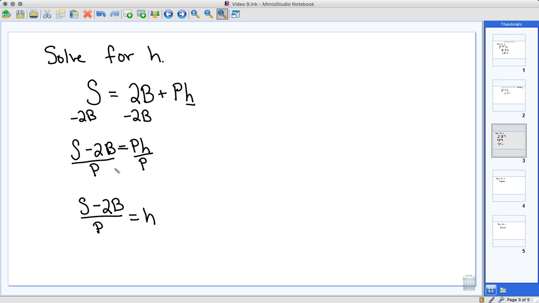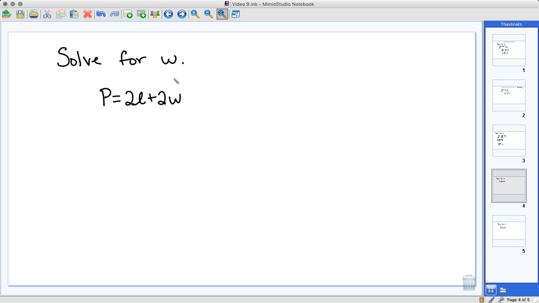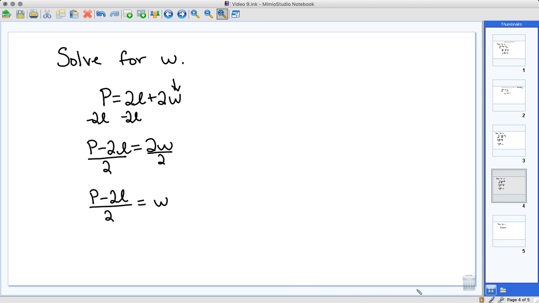All right, next one uses our perimeter equation that we talked about earlier this chapter. We're going to solve for w. That's just a cursive L. Sometimes people use that for length instead of writing the uppercase L. So we're going to get 2w by itself, so we're going to subtract 2l from both sides. So I'm going to have p minus 2l equals 2w. Then we're going to divide everything by 2. Again, I'm just going to rewrite it: p minus 2l all over 2 is equal to w.